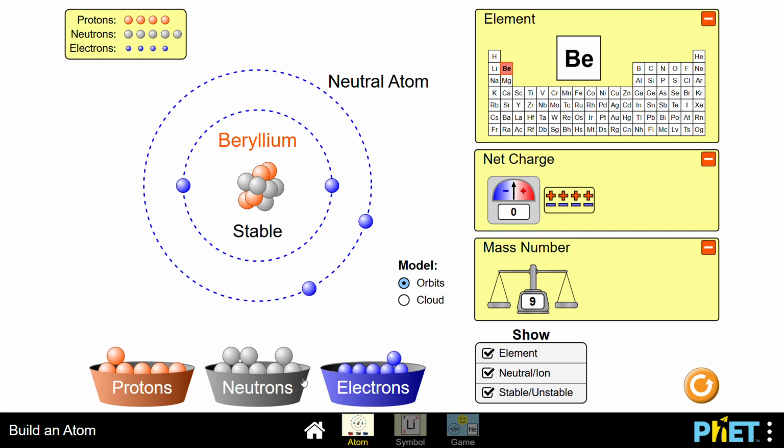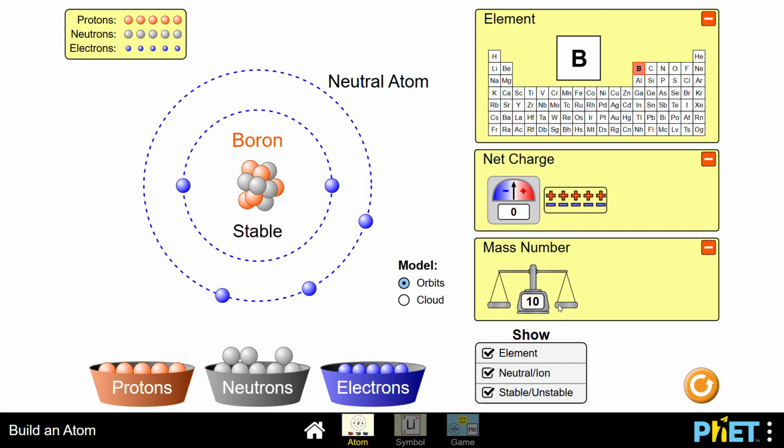So let's try for boron. For that, let's add one more proton. Now it has become an ion. So to make it an atom, we have to add one more electron. This electron is also added to the outermost shell. Now it is a neutral atom, which is boron, and it is stable too. See, look here: protons equal neutrons equal electrons. So in boron, we can see all the subatomic particles are equal in number.